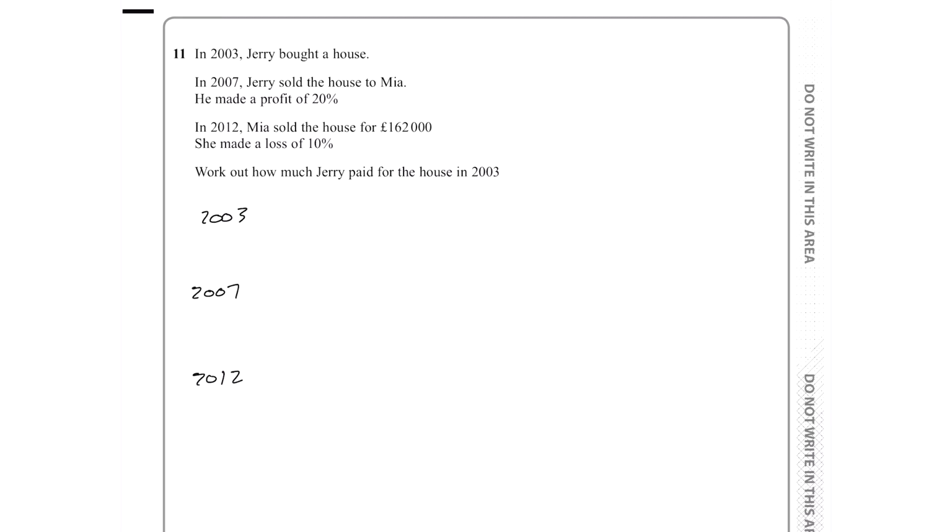Now with this question, you want to work from the most recent date backwards, because that's the only place we've got this price. So we know that she sold the house for 162,000 and she made a loss of 10%. So we know this is the equivalent of 90%. So that means she must have paid... we need to work out how much 100% would be in this case. So we know that 162,000 is equal to 90%.